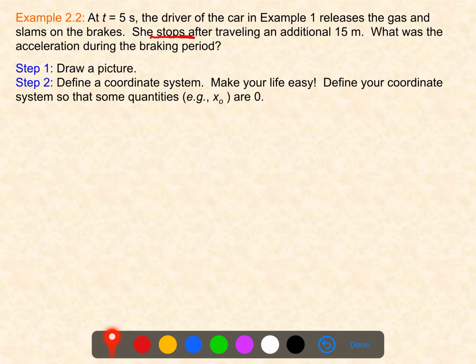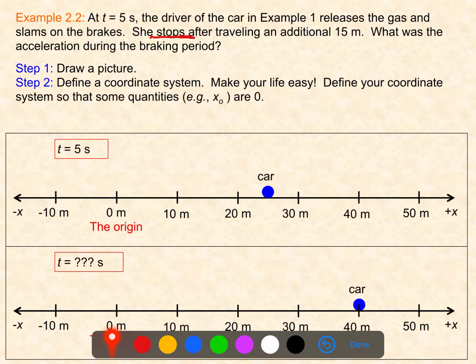Okay, so we're going to follow the same steps as before. First, we're going to draw a picture, and second, we'll define our coordinate system, and we'll do it basically the same as we did before. We'll just use the same coordinate system. Remember that the car started here, went to the 25 meter mark in 5 seconds. Now it has released the gas, and the brakes are going to be applied. So it's going to continue forward until it comes to a rest at 40 meters. How do I know 40 meters? Well, 25 plus 15 that was given to me gives me my 40 meters.